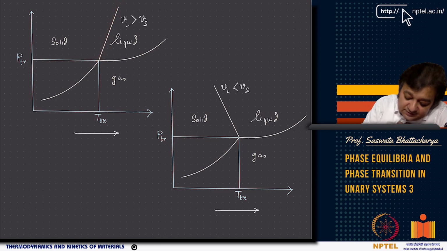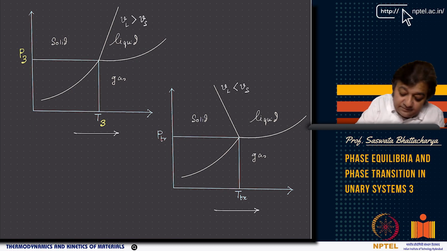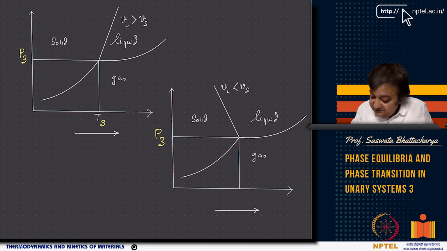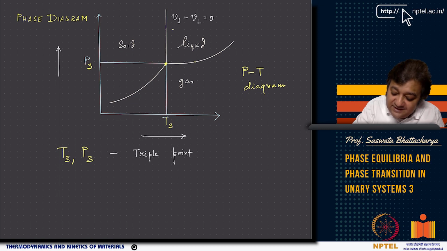Again, this is the triple point, so I can call it P3 and T3. This point is called P3 and let us call this T3, so that you don't get confused with the transition temperature. So P3 and T3 represent this point, and this point is the coexistence point. But please note the slope of the phase boundary between solid and liquid. When Vl is less than Vs, it has a negative slope, and if Vl is greater than Vs, it is a positive slope, right? And when Vl equals Vs, which is a very rare, very hypothetical case, you will have a solid-liquid boundary which is parallel to the y-axis.